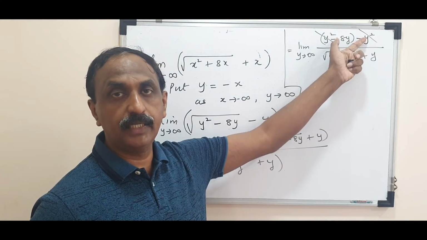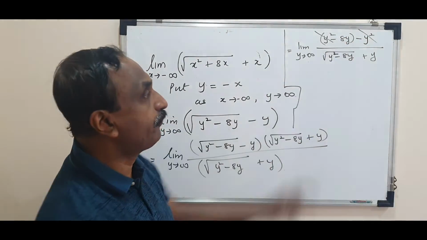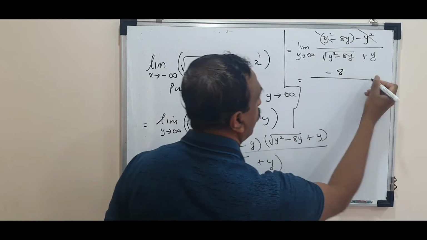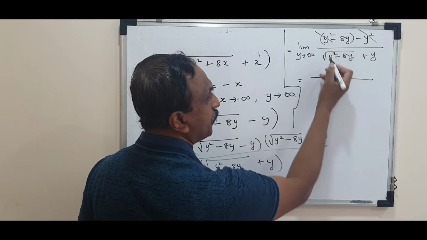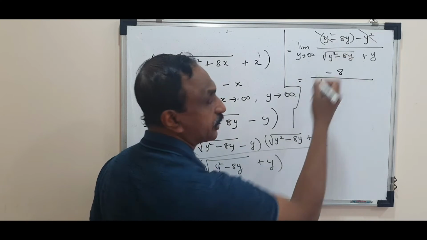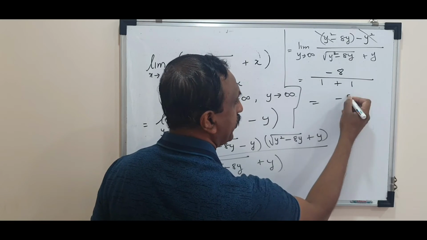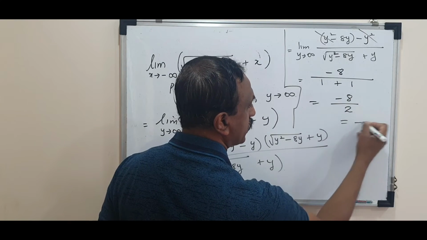Whenever numerator degree and denominator degree are equal, we take the coefficient of the highest power. What is the coefficient of the highest power? Minus 8. Divided by coefficient of the highest power. Root of y square is y. So coefficient 1. Coefficient of 1. So minus 8 upon 2. So answer is minus 4.